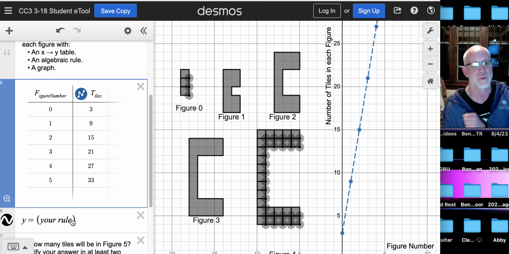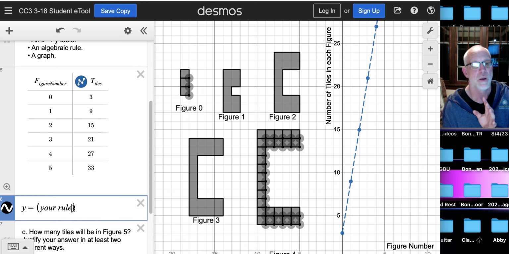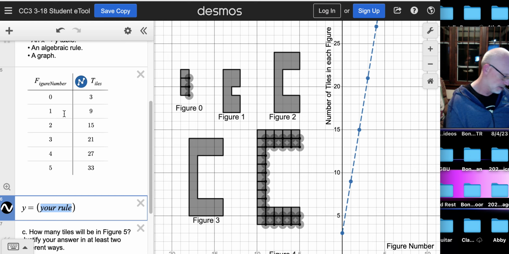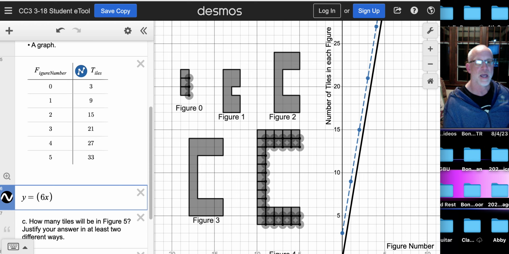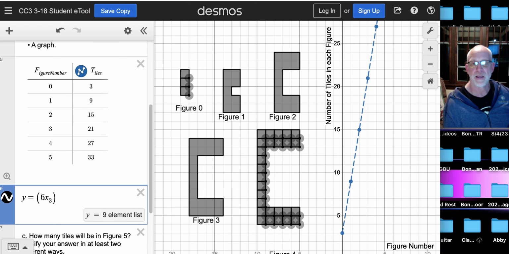That works too. So our rule is, and it helps to know that we're going up by 6s, right? 3, 9, 15. Our rule is we're going to take our number times 6, or 6x, and then we're going to add 3. Okay.